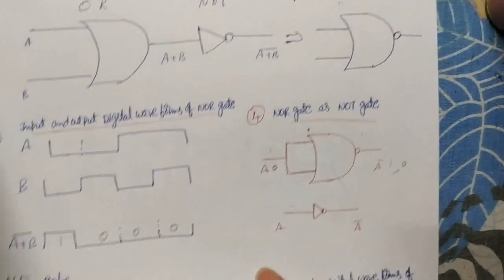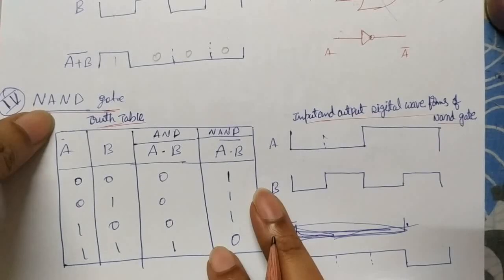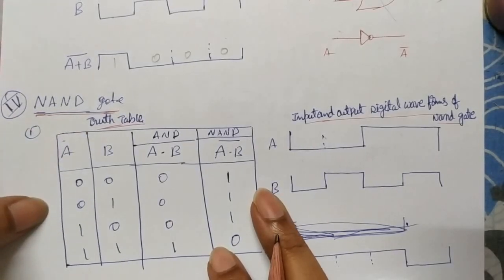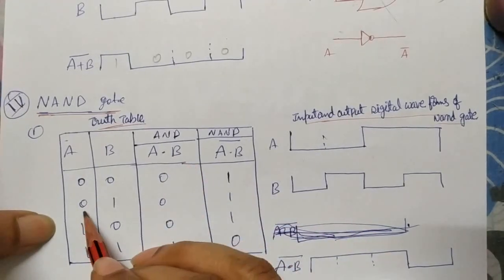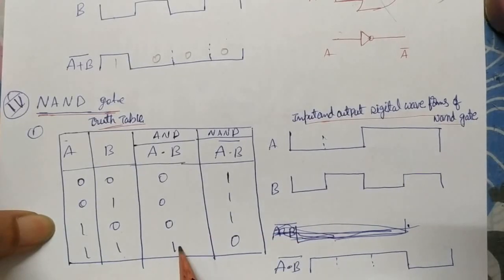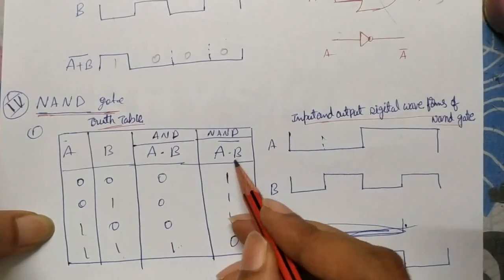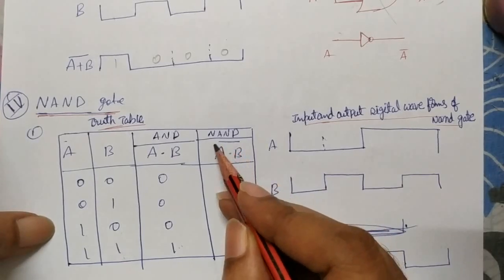Now let's see the other gate, the NAND gate. AND plus NOT is what we call the NAND gate. It is exactly the opposite of the AND gate. What is the AND gate truth table? 0, 0, 0, 1. All are 0 except 1, 1. 1, 1 gives 1, and the remaining are zeros. But here it is reversed: 1, 1 gives 0, and the remaining are all ones. That is A dot B whole bar. This is what we call AND plus NOT, the NAND gate.